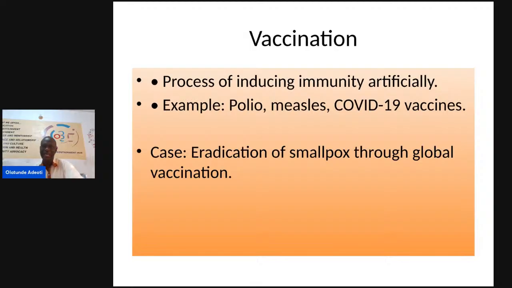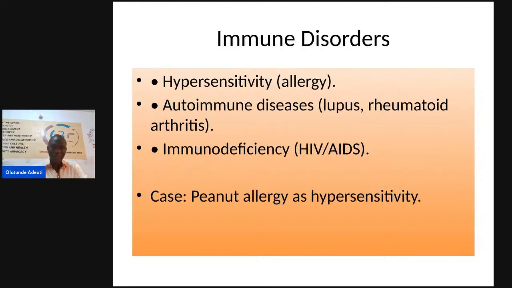That is the process of inducing immunity artificially. We have a lot of examples: polio, measles, COVID-19, and so on. Then the eradication of smallpox through global vaccination. Then immune disorders, that is hypersensitivity. When your immune system overreacts, when your immune system reacts against itself. Then immune diseases are diseases that result from overreaction to self, that is, the inability of the immune system to differentiate between self and non-self.